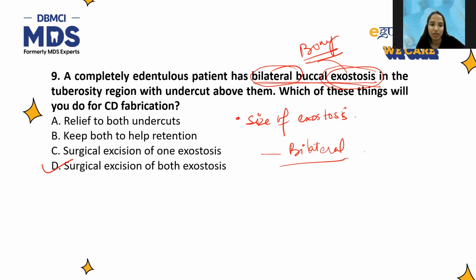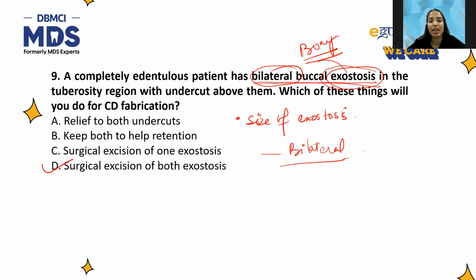Here it has not been mentioned. Then my preference would be to go for surgical excision of both of the exostosis. The reason is, if I just excise one exostosis and the other one is also very large and you cannot change the path of insertion to tilt it and insert the prosthesis and utilize it for retention, then that treatment plan is very variable and different also. So in that situation, the treatment plan goes wrong.